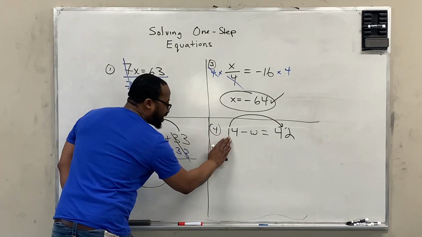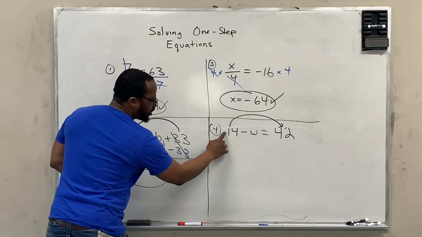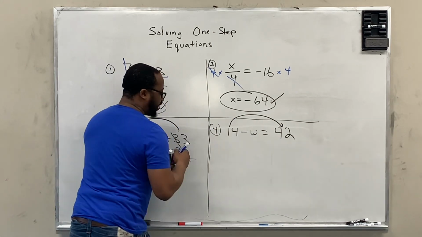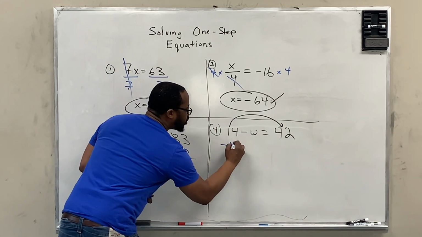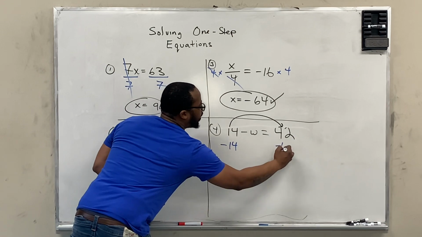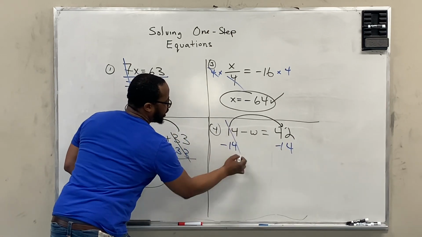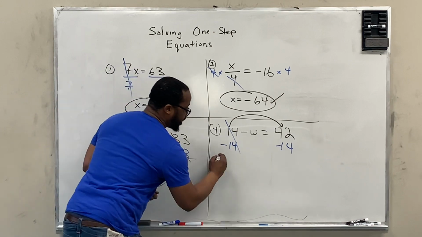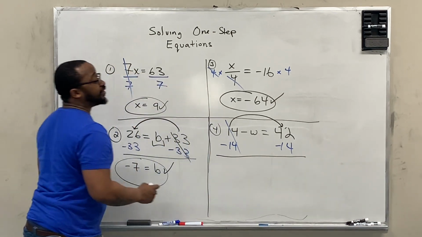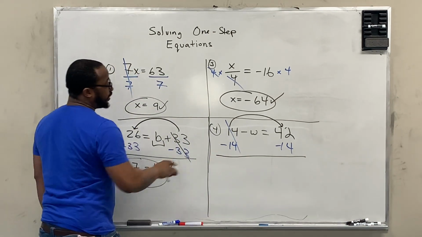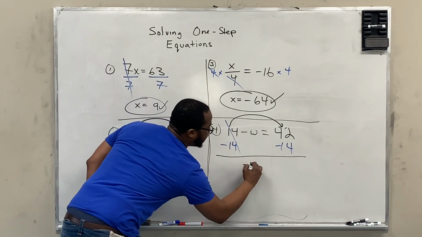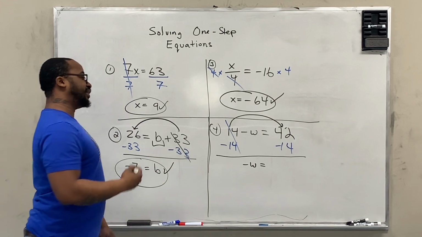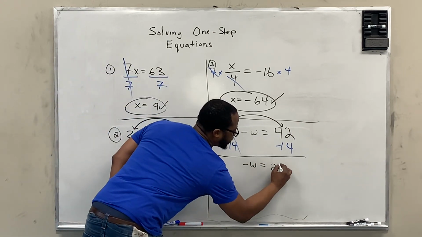Once again, what's the sign of 14? There's no sign, so that makes it positive. For me to bring it across the equal sign, I have to subtract 14 here, and I have to subtract 14 here, just like this. Remember, in algebra, whatever you do to one side, you must do to the other, okay? Here, I'm gonna have a negative w equals 42 minus 14, which gives us 28.